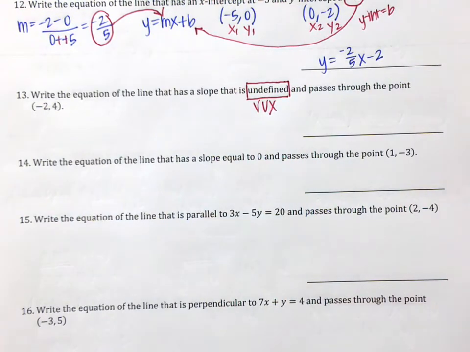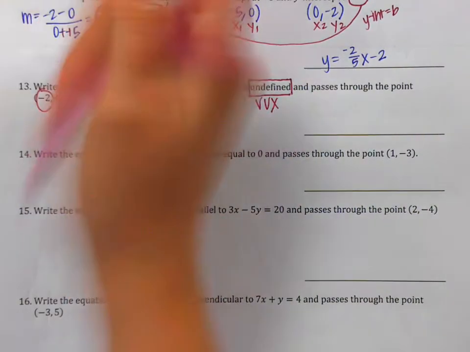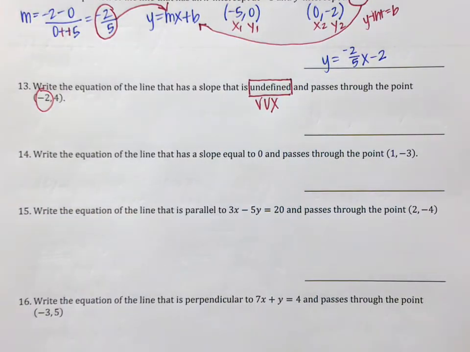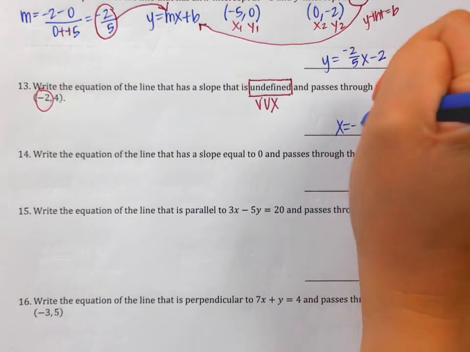Vertical line, undefined slope, x is equal to the equation. So all that I care about here is my x value. My x value is -2, and that's my equation. X equals -2.